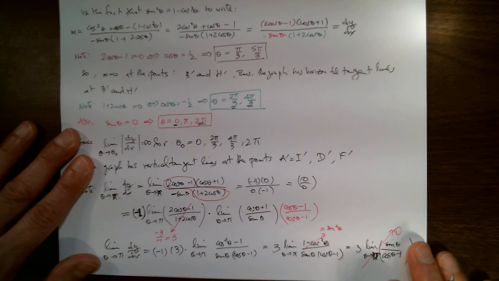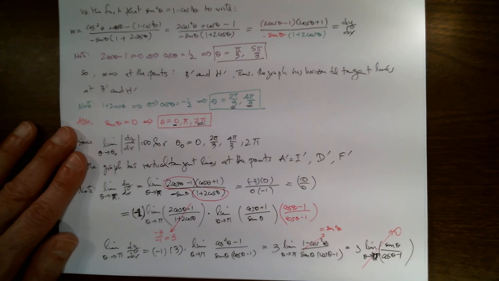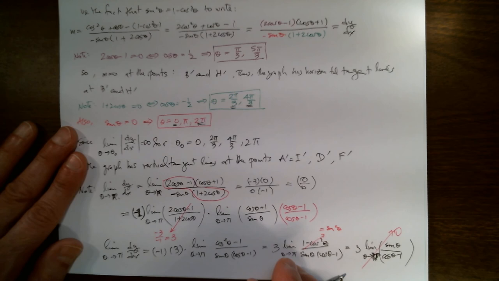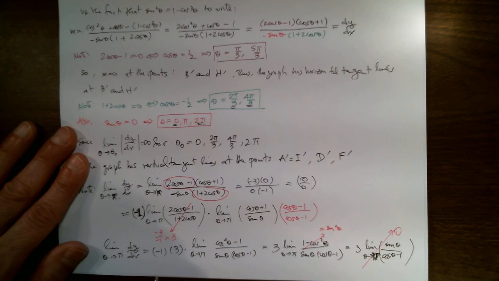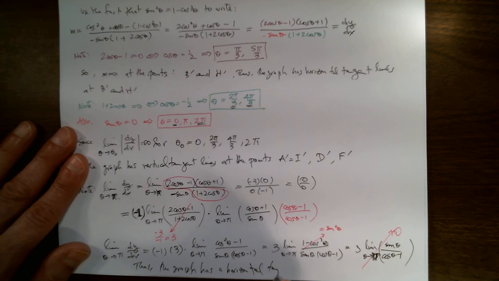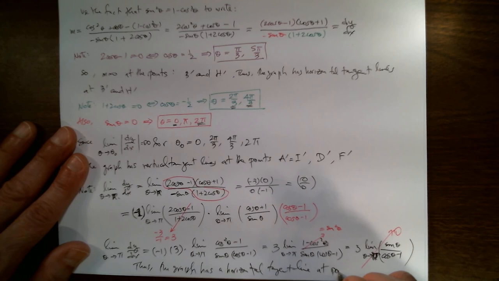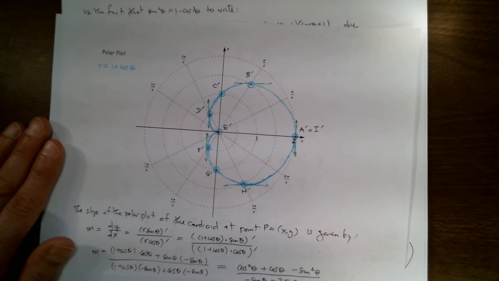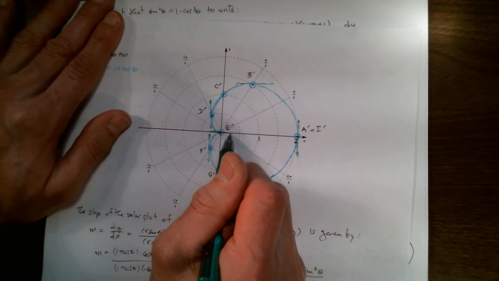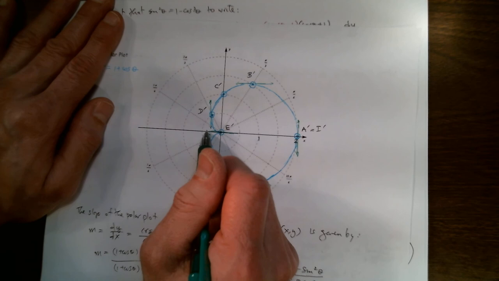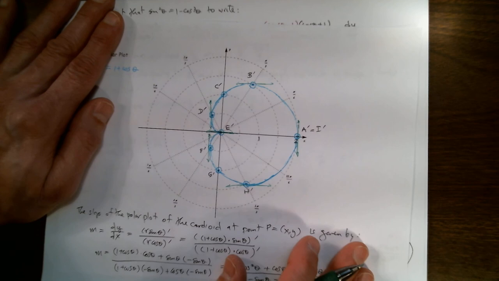Our conclusion is that the graph has a slope of 0. In other words, the graph will have a horizontal tangent line at that point at the origin, which is the point E prime. Thus, the graph has a horizontal tangent line at the point E prime. Looking back at our picture, it does make sense that at this point at the origin, both from theta approaching pi through values less than pi and through values greater than pi, the limiting slope is 0. The graph has a horizontal tangent line.